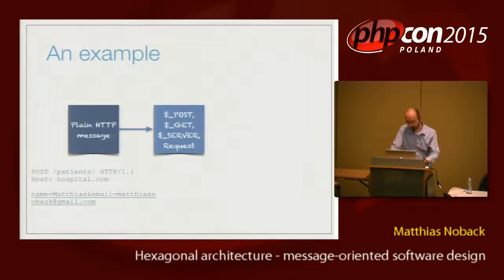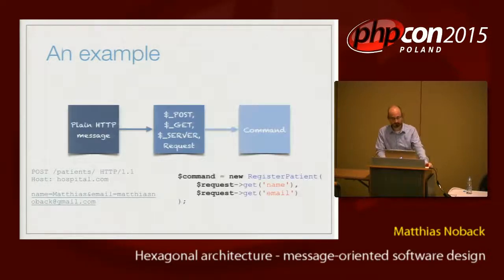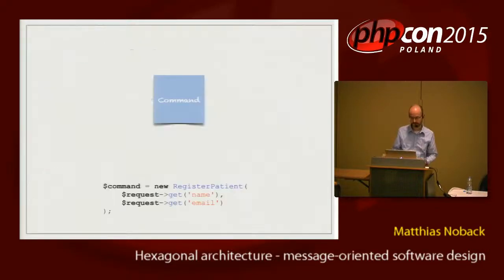But then we create a request object based on that to further encapsulate the details about it. And finally, we create what's called a command object. Because this is a post request, whoever is issuing this request is basically trying to change some part of the application. He's trying to make a change in the application's world. So a command is basically saying, I want you to do this. I want this to change. And we take the data from the request object and copy it into the command object.